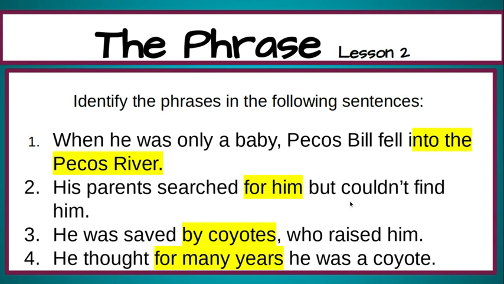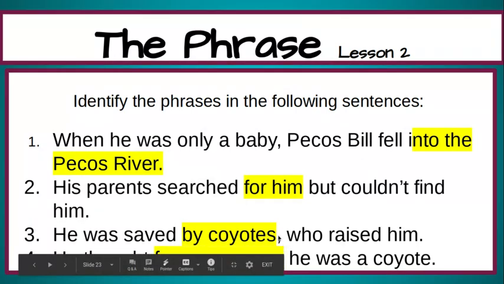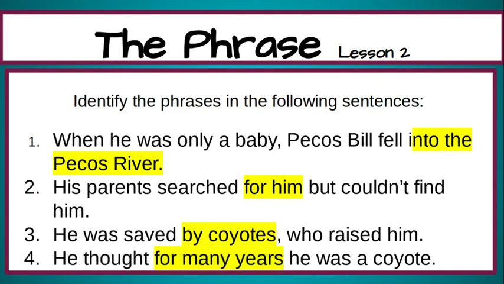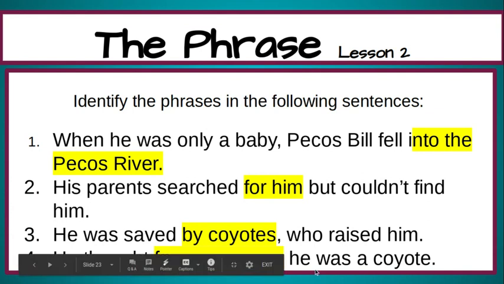Number 3, he was saved by coyotes who raised him. By is the phrase as a preposition, and it ends with coyotes because we see a punctuation mark there. So phrases will end if you have a punctuation mark. Number 4, he thought for many years he was a coyote. For many years is your phrase. It starts with for, it ends with years because the word after is a subject, he, that connects to the verb was. He was. So you cannot include that in your phrase.